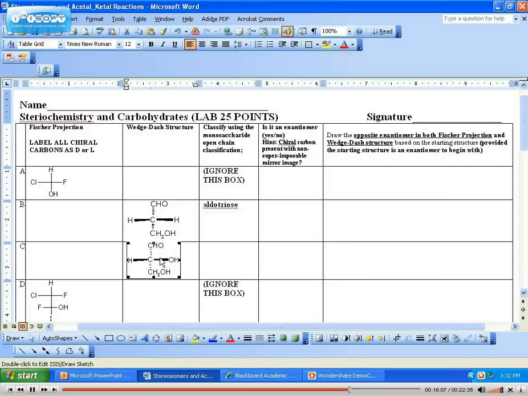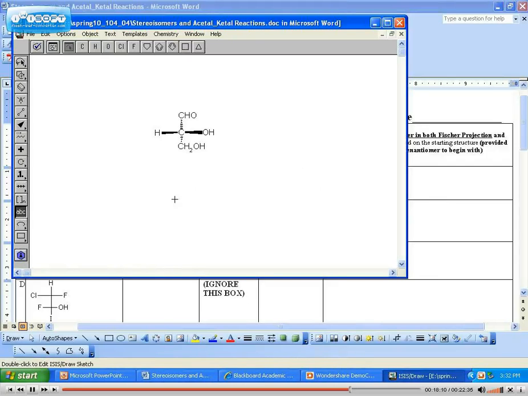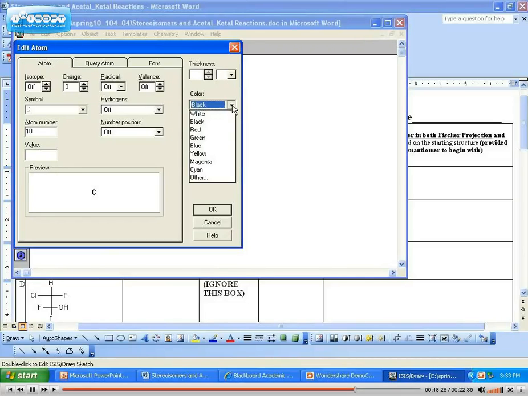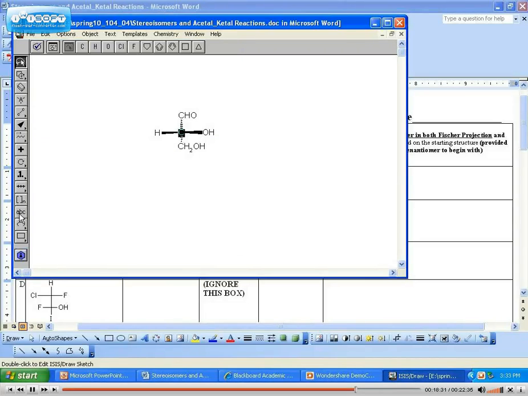Let's go to this one over here. This one is a candidate for being an enantiomer. Obviously, we could make a mirror image of it, but more importantly, it contains at least one carbon with 4 different groups attached. In this case, and I'll go ahead and highlight this in red, this is called the chiral carbon because it has 4 different groups attached. So this has a chiral carbon.